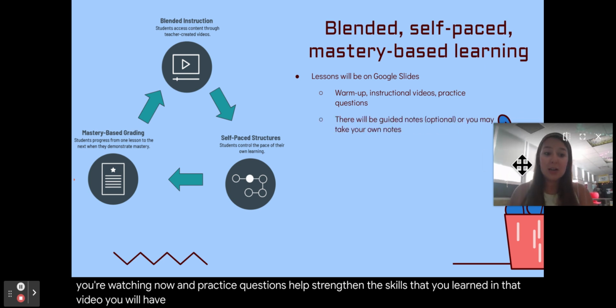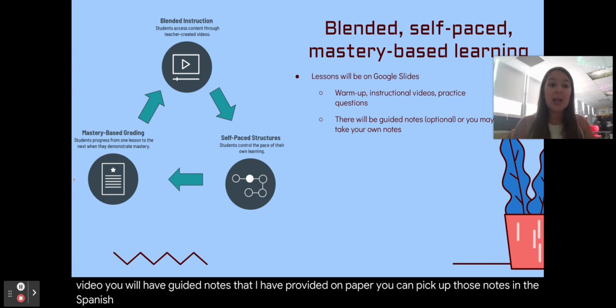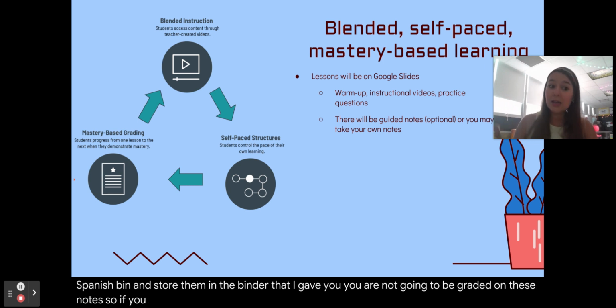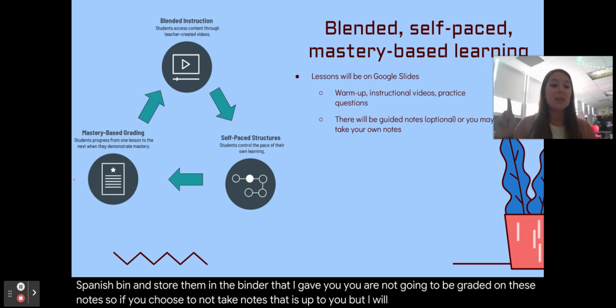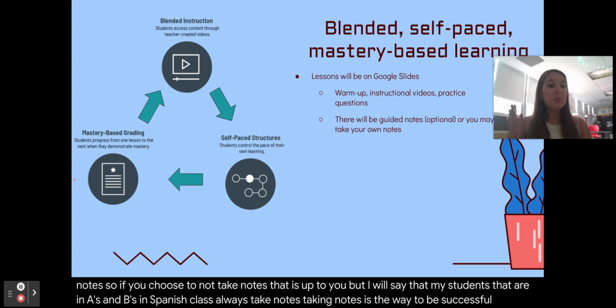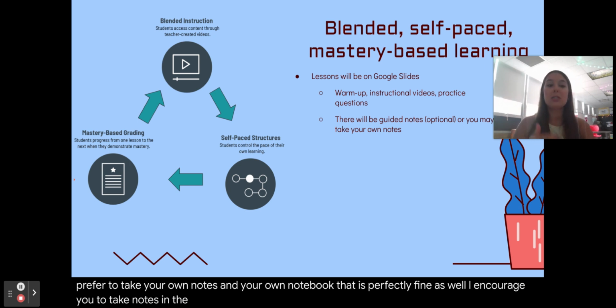You will have guided notes that I have provided on paper. You can pick up those notes in the Spanish bin and store them in the binder that I gave you. You are not going to be graded on these notes, so if you choose to not take notes, that is up to you. But I will say that my students that earn A's and B's in Spanish class always take notes. Taking notes is the way to be successful. If you prefer to take your own notes in your own notebook, that is perfectly fine as well.